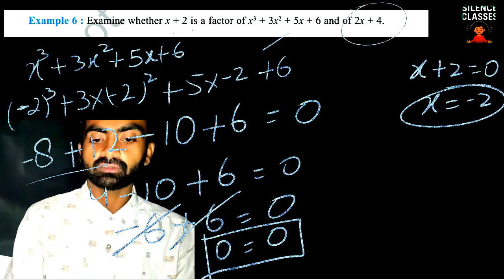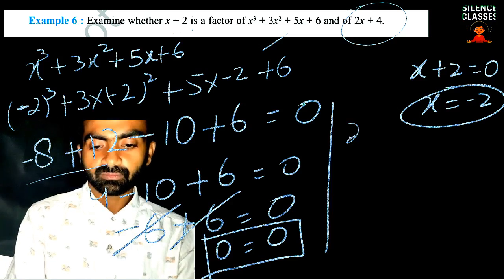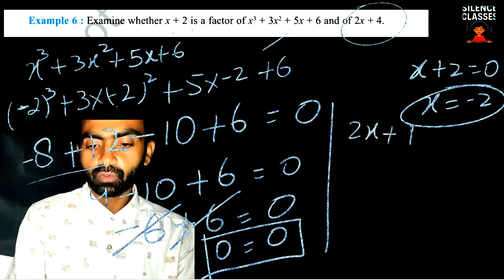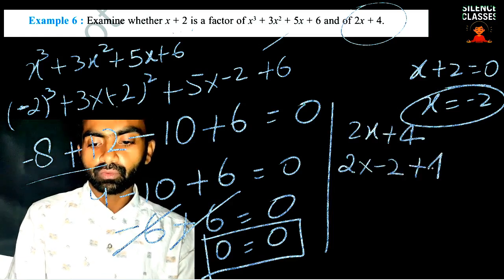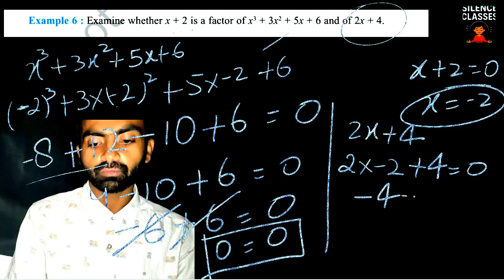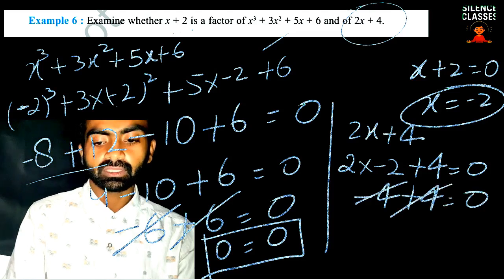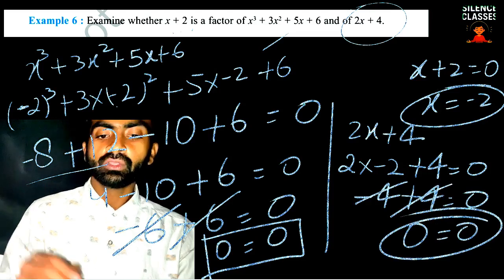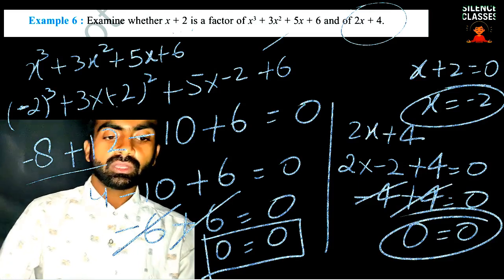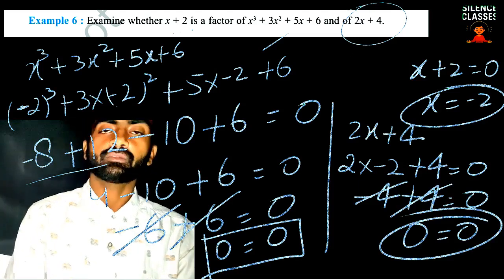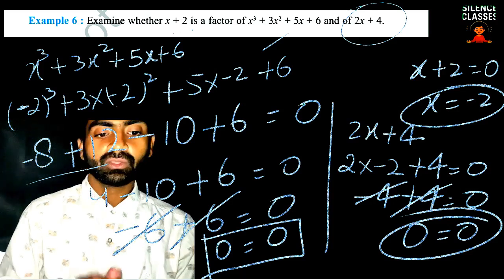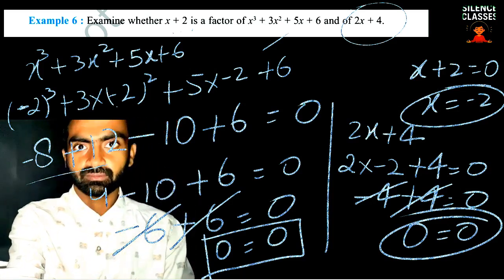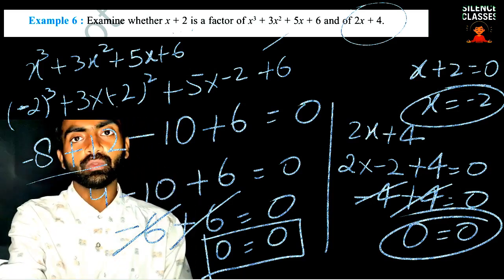Now check the second equation. 2x plus 4 means 2 multiplied by minus 2 plus 4 is equal to 0. 2 times minus 2 is minus 4, plus 4 is equal to 0. We can cancel this, so 0 is equal to 0. So we can say yes, x plus 2 is a factor of 2x plus 4 also. Okay, so this is how we will do it. I hope you guys understood.